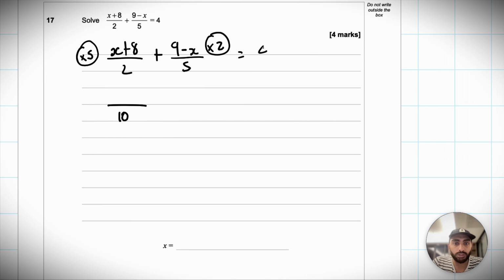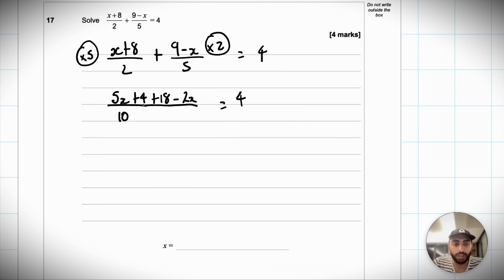And this will be equal to 4. So x plus 8 multiplied by 5, I'm multiplying all of that by 5. So 5 times by x is 5x. 5 multiplied by 8 is 40. I'll extend this line and I can write this one above it as well. Here I'm doing 2 multiplied by 9 times by negative x. 2 times 9 is 18. 2 times my negative x is minus 2x. This is all over 10.